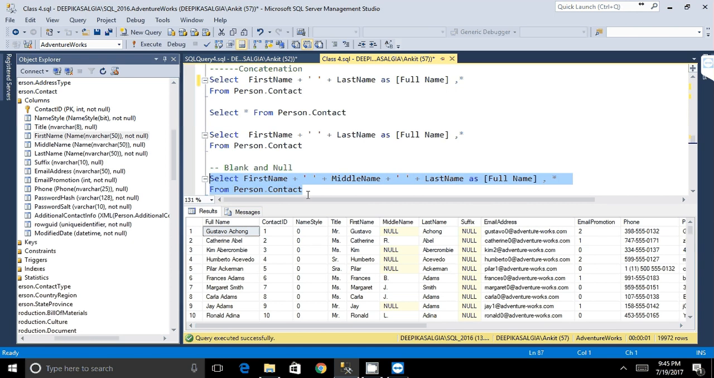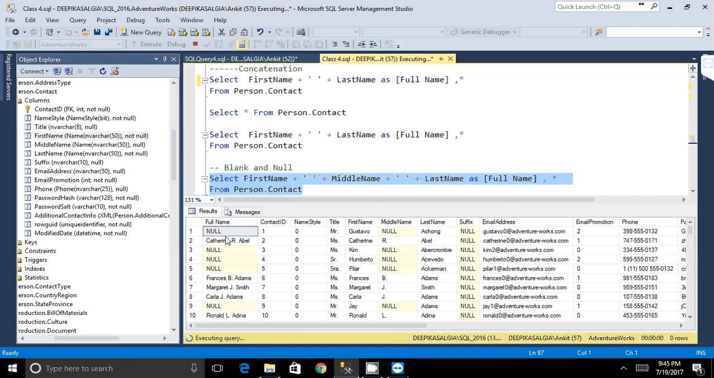But let's see what happens when I put the middle name in here. See, my full name is null. What's going on in here? When I did add a middle name in here, I'm getting some null values. What is this null?